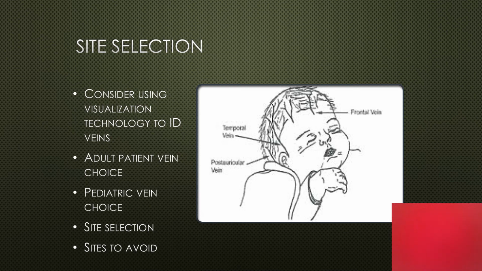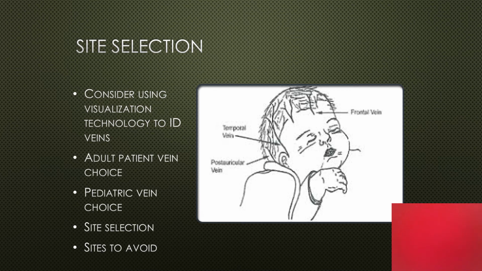Again, site selection should be initiated routinely in the distal areas of those upper extremities because subsequent cannulation should be made proximal to the previously cannulated site. And IV sites are preferably done in the non-dominant arm.